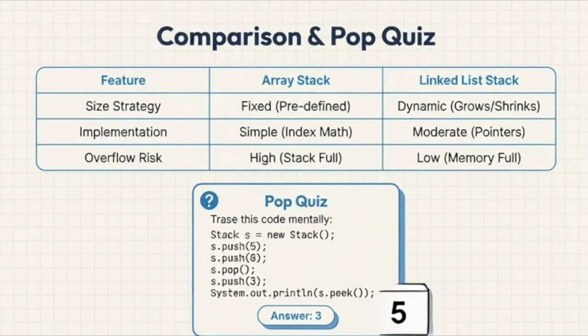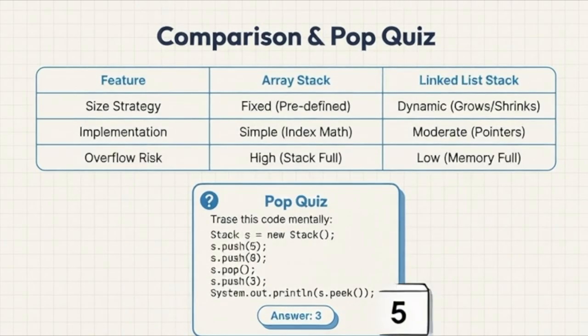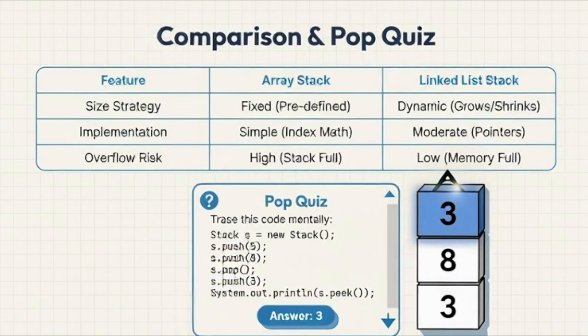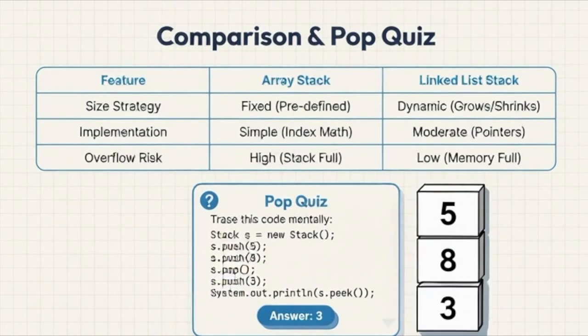Quick pause to test your understanding. Trace this code mentally. Stack s is created. Push 5, push 8, then pop. Push 3, print peek. What is the number? It is 3 because 8 was removed and 3 was the last element pushed.